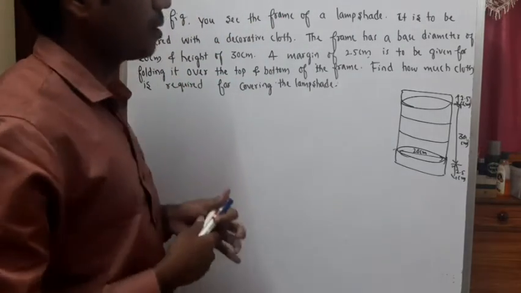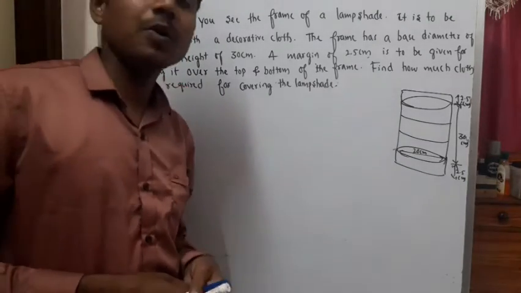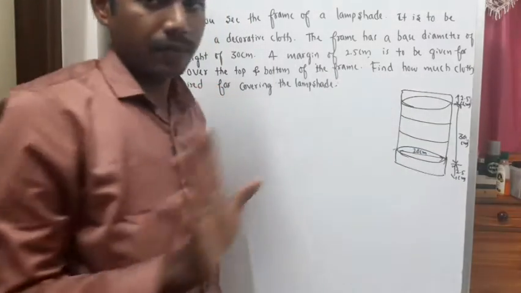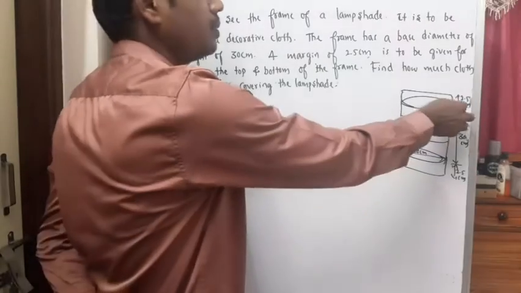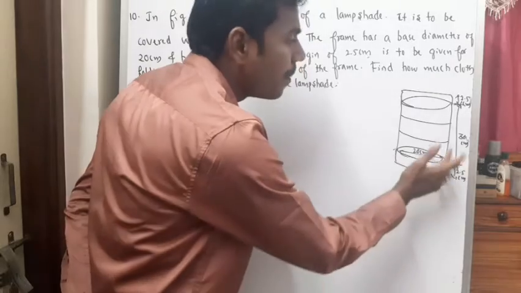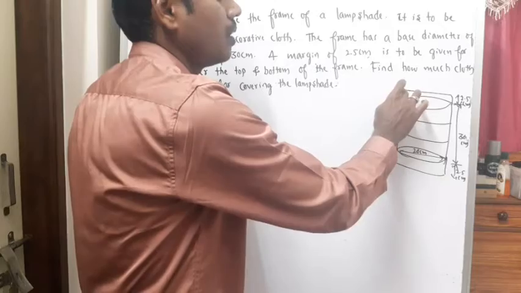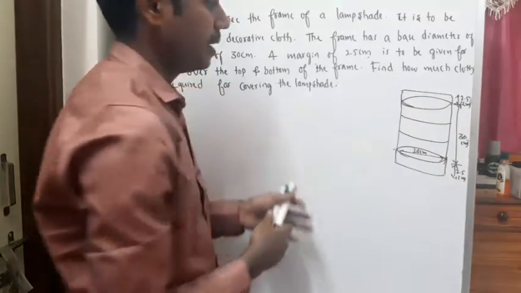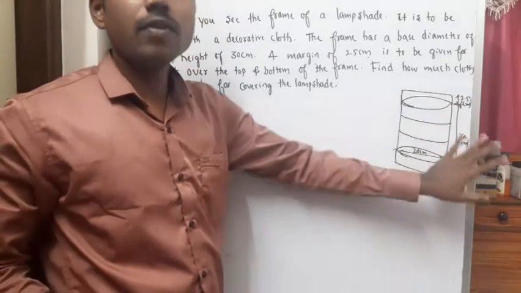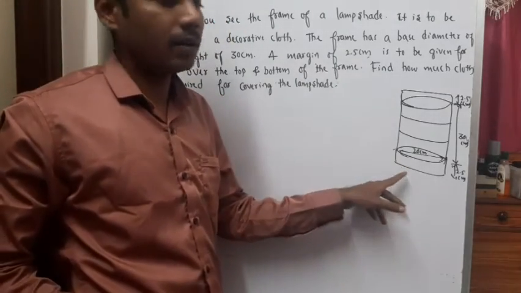Okay. Now what we need to calculate is how much cloth is required for covering the lampshade. We are not going to cover the entire top and bottom surface. The margin we have to consider in the form of height. This lampshade, we are going to cover the curved surface area. The cloth required would be equal to the curved surface area of this particular cylinder.